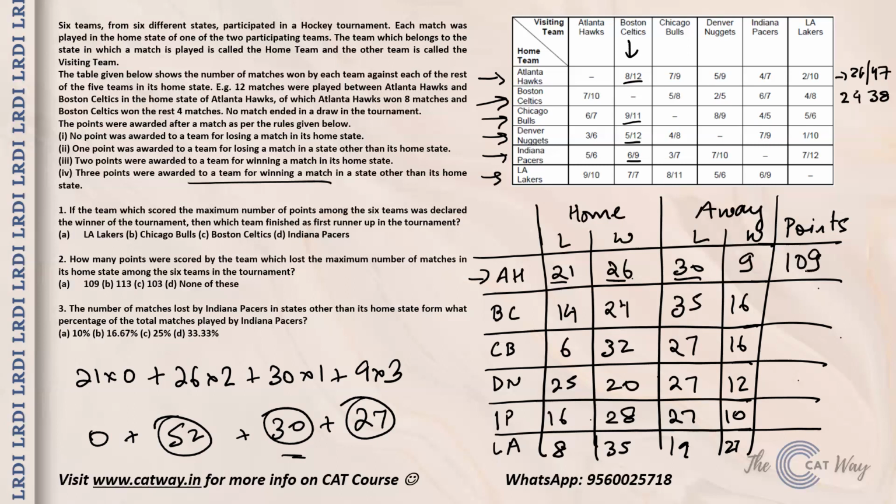And similarly, we can tabulate the scores for the other teams. So 131, 139, 103, 117, and 170.